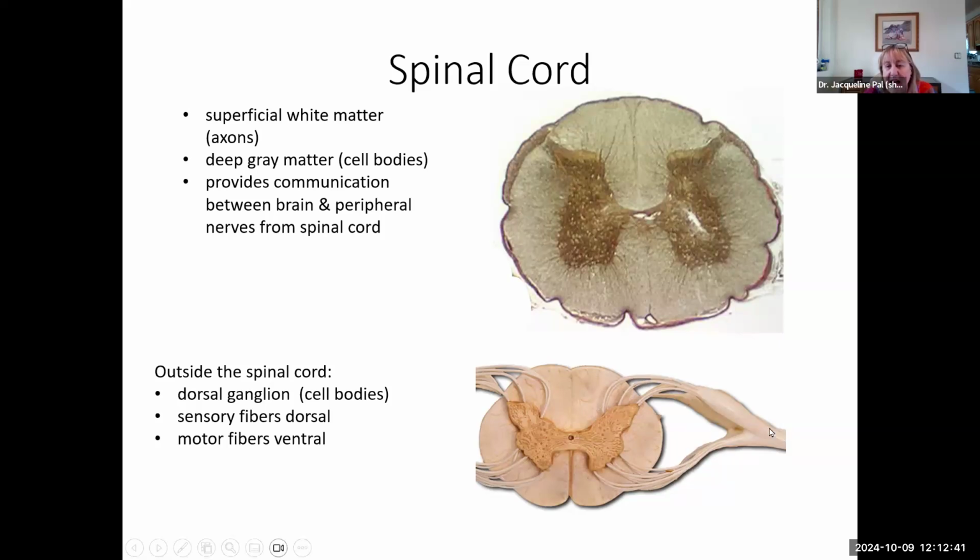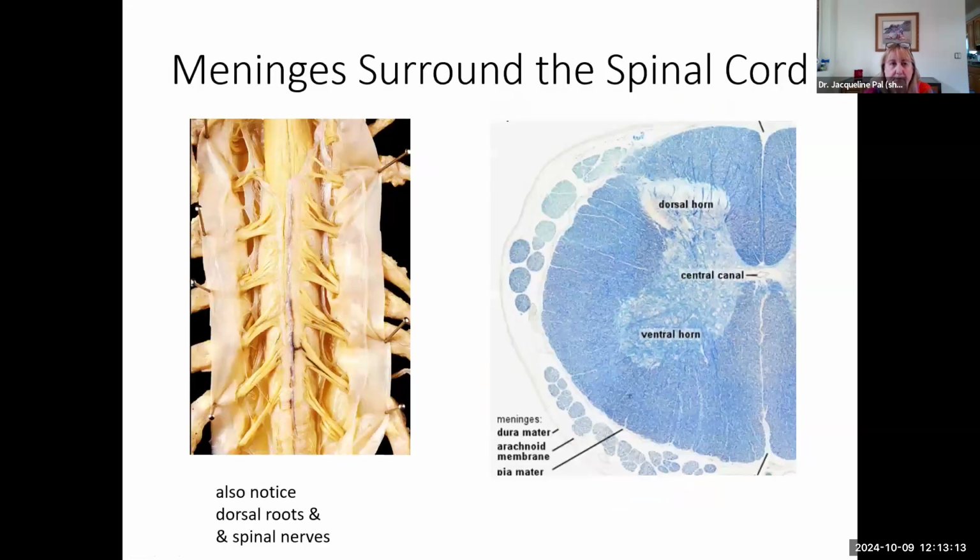Once it continues lateral over here, once it's lateral to where this dorsal ganglion is, we're going to have two-way traffic because we'll have the sensory information coming in and the motor information going out. So it's like a two-way street out there. But once we get to the level where we have that dorsal ganglion, from that point going towards the spinal cord is sensory information on the dorsal side and motor information on the ventral side.